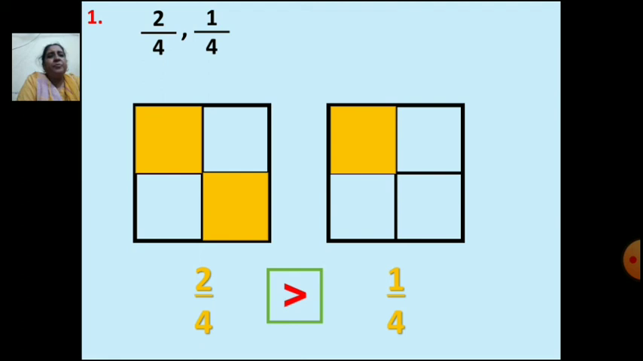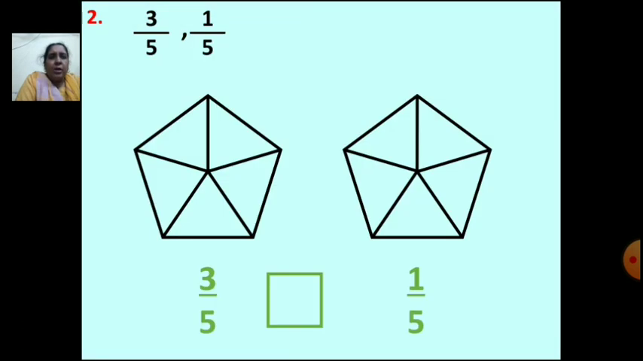Okay. Now second question. Here also you can see a figure is drawn and fractions are given. 3 upon 5 and 1 upon 5. Here also what you have to do, you have to color the figure according to the fraction given. Now out of 5 parts, how many parts you have to color? 3 parts. So first you will color 3 parts. 1, 2, 3. Very good. Now next figure also you will color how many parts? Out of 5, only 1 part.